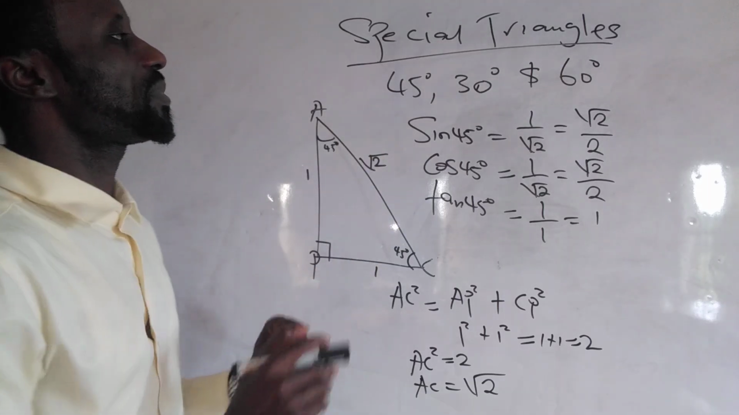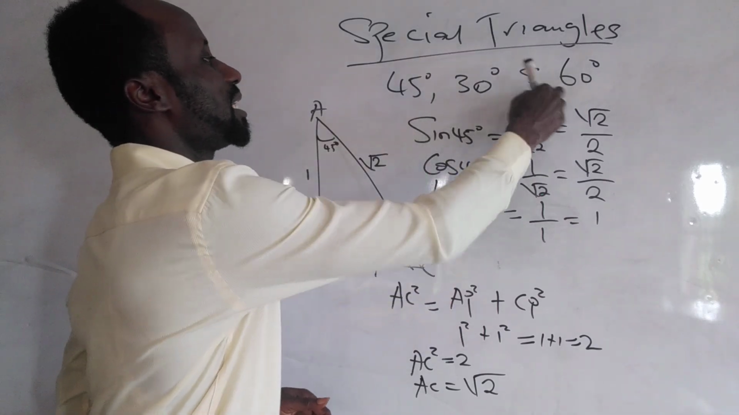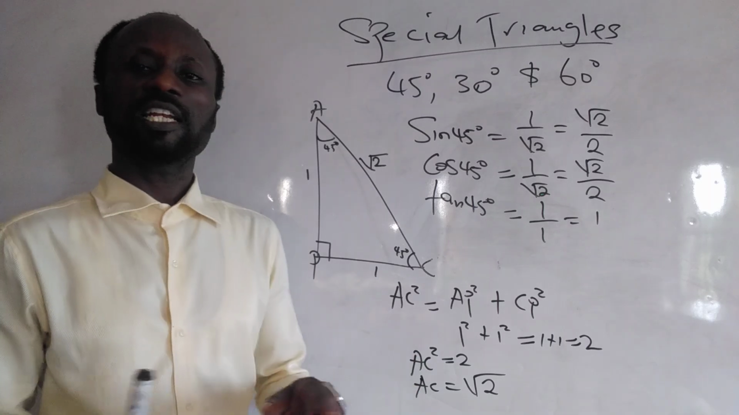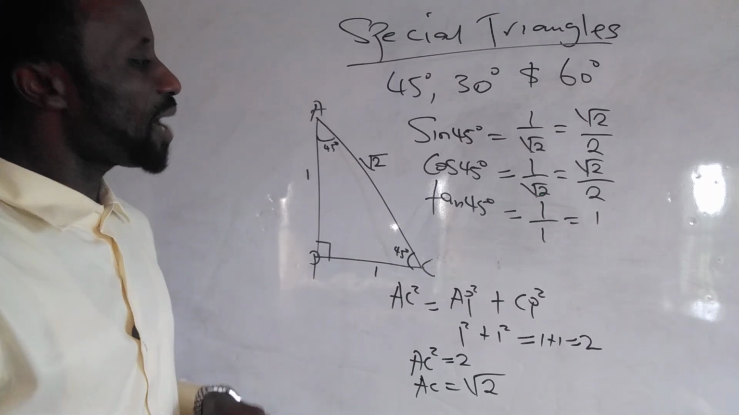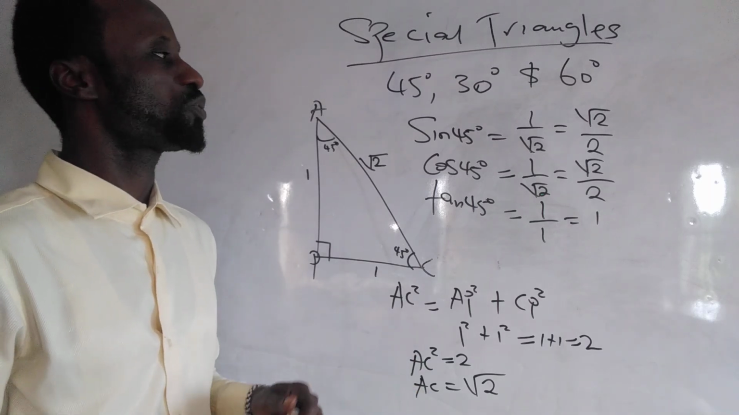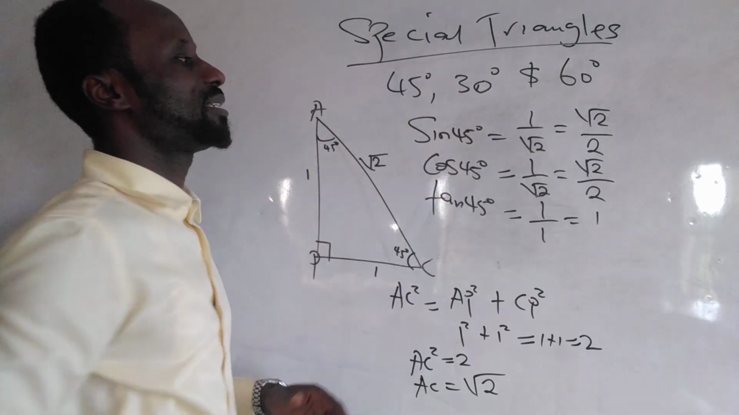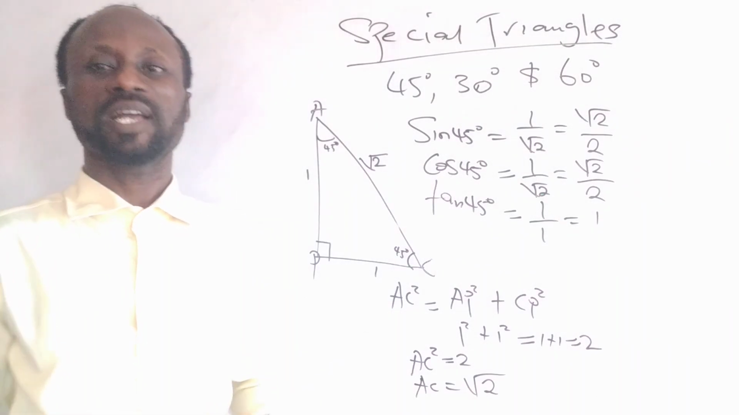So we're going to do the same thing for angle 30 and angle 60 degrees. Okay, at this point, I want us to go on a short break. As we return, we will prove both 30 degrees and 60 degrees. Don't go away and stay tuned.